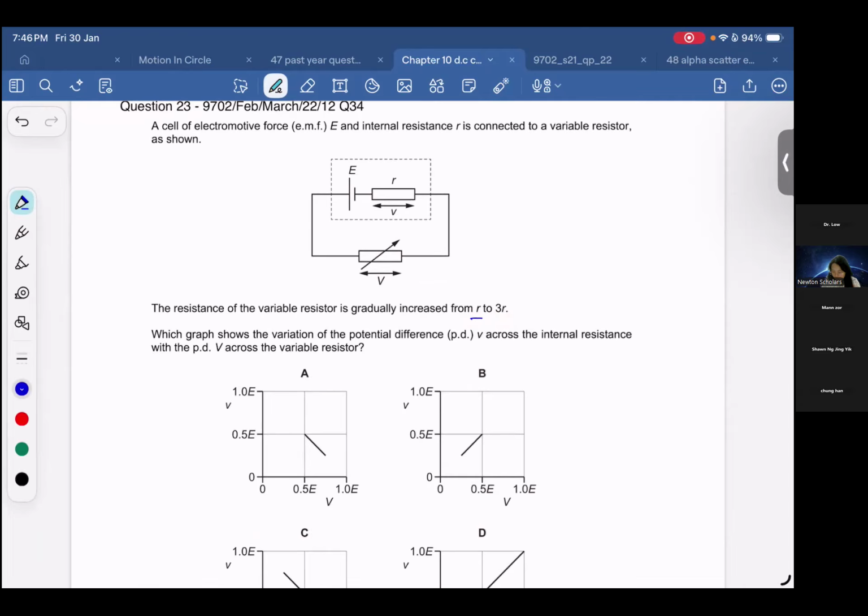Resistance R changes to 3R. This one is the outside resistance, the variable resistance. Okay, can you try? For those who don't know, look at my screen. I give some hints. After that, I guide you.